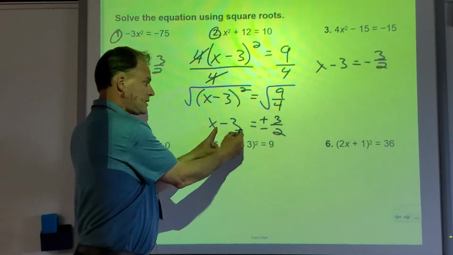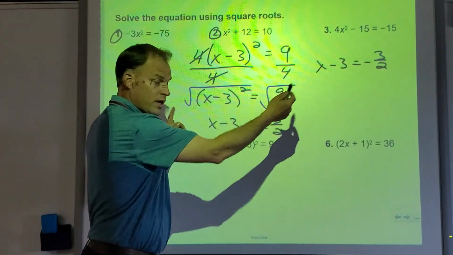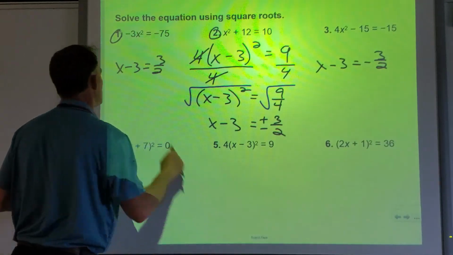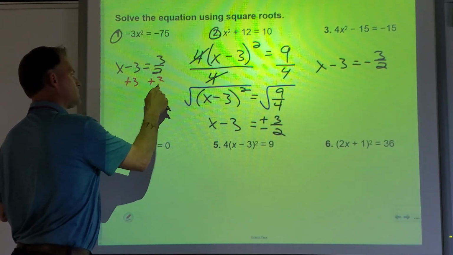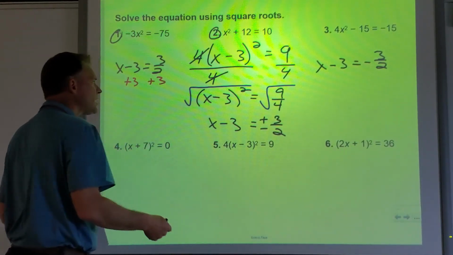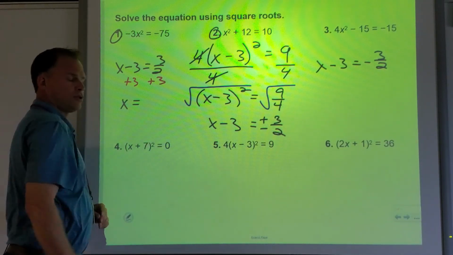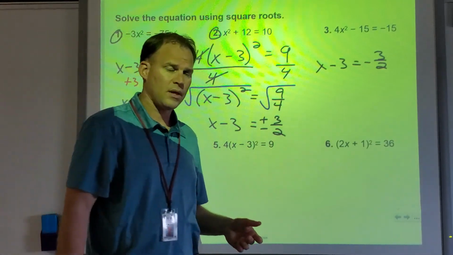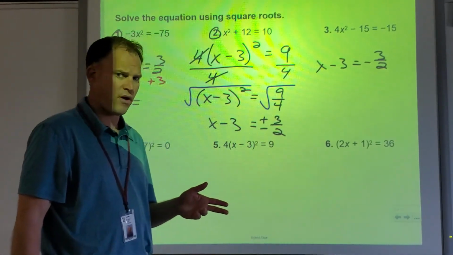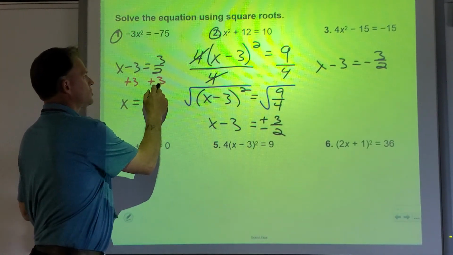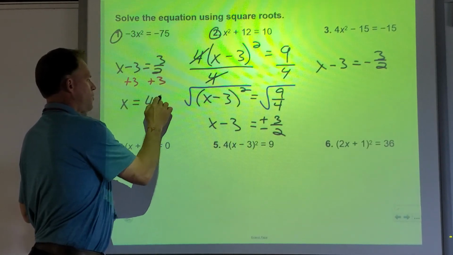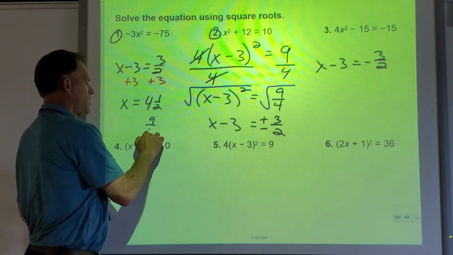Take this and write it as two separate equations and work them out. Plus 3. Now, some of you are good with calculators, some are not. Sometimes your directions will say to the nearest tenth. But if it's a nice easy fraction, they want a nice easy fraction. So this is 3, this is 1.5, so that's 4.5. You can also write 9 over 2.